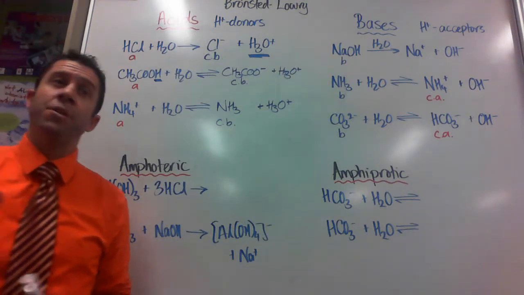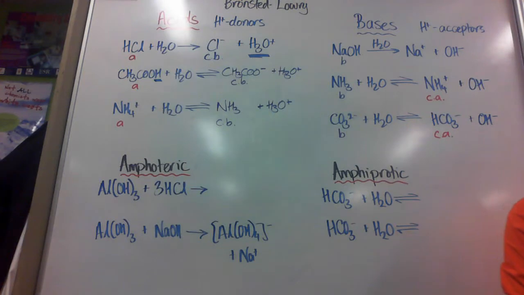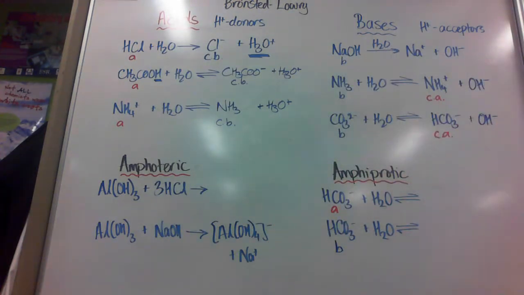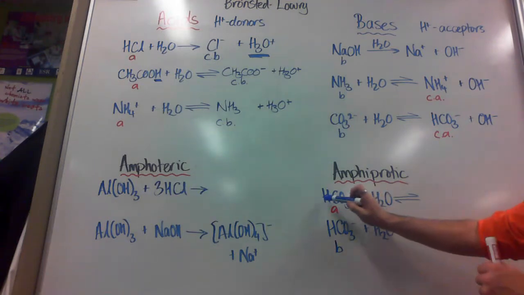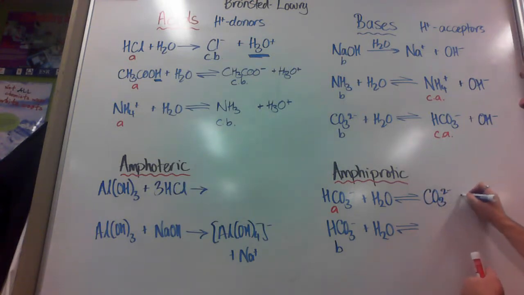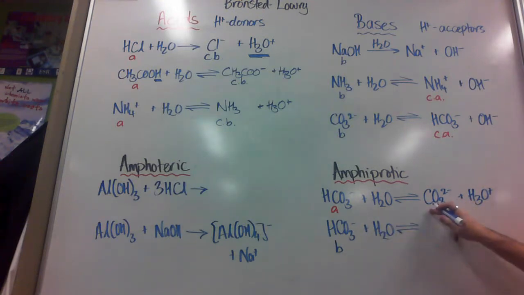You need to be able to show amphiprotic things, that's water, hydrogen sulfate, hydrogen carbonate, those sorts of things, where they act as an acid and a base. So if I was to say that it's an acid in the first one and a base in the second one, then I should be able to show that reaction. An acid will donate an H+, so it's going to lose this one here to become CO3 2- and H3O+. And so this is going to be our conjugate base.